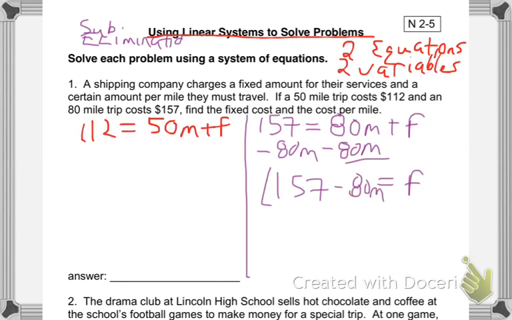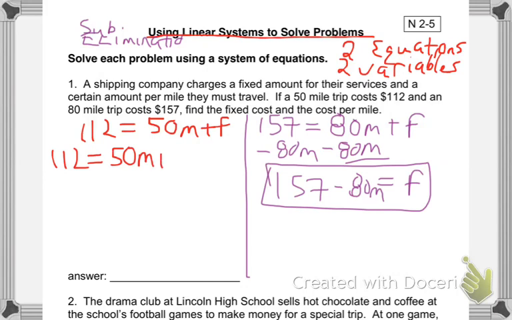Okay, so we're going to take what f is equal to in purple, and we're going to plug it into the red equation. So we'll just rewrite it. 112 equals 50. There's the letter m, and there's the letter f. So we're just going to put a parentheses there, and then we're going to fill in what it's equal to from the purple equation. So we have 157 minus 80m. And the parentheses here isn't doing anything because there's just a plus 1 in front of there. So we'd end up with 112.